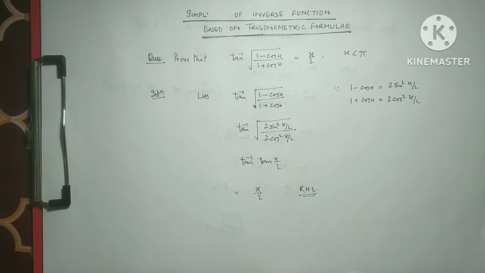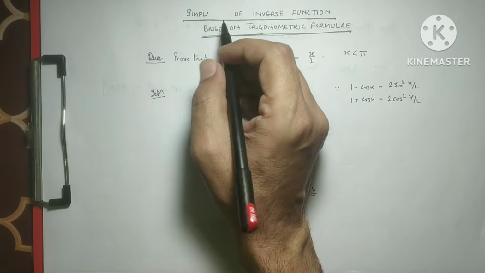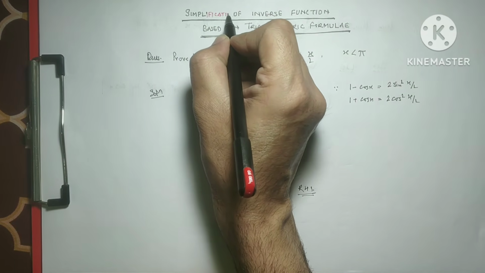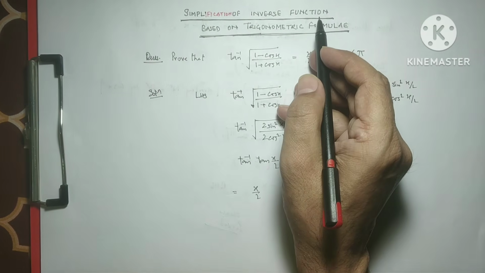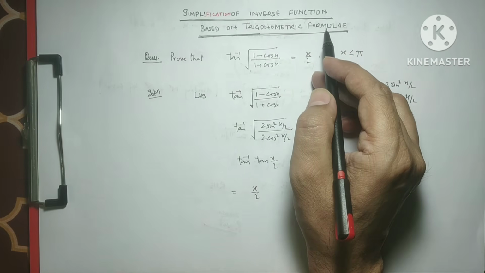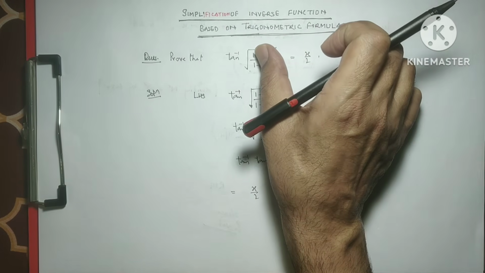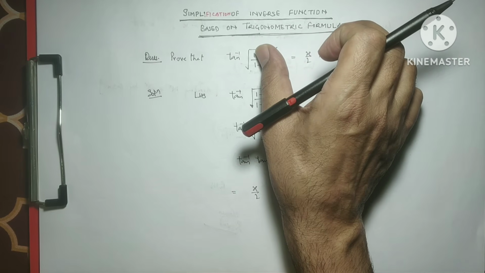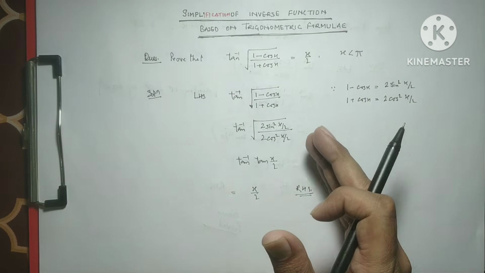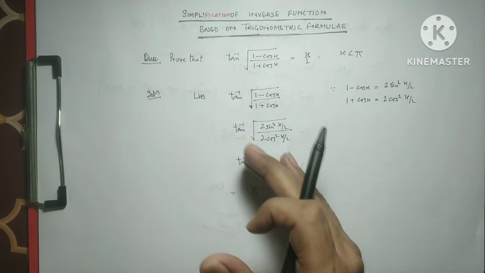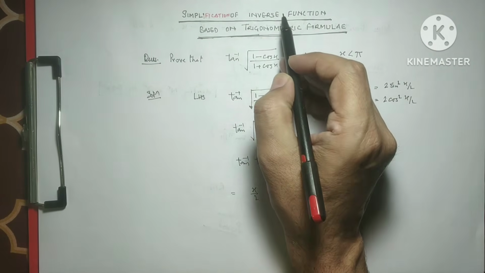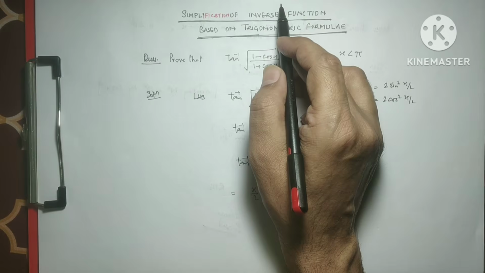Hello guys, right now we are taking the topic simplification of inverse functions based on trigonometric formulae. We will use the basic trigonometric formulae like sin 2x, tan 2x, sin(x+y), cos(x+y), 2 sin a cos b, 2 cos a cos b. We will use these formulae and solve the inverse functions.